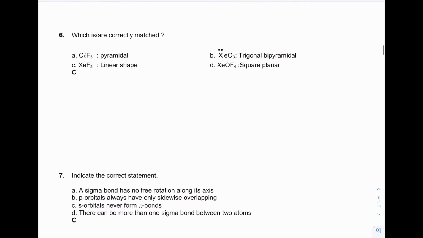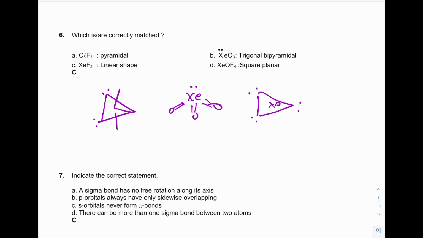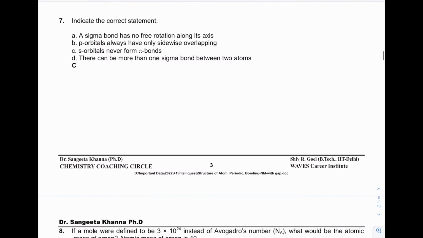Next, which is correctly matched? ClF3, 2 lone pair and 3 bond pair, so it is T-shaped. XeO3, it is pyramidal. And XeF6 is linear, so correct one is third. And XeOF4, it is square planar pyramidal. So correct is C.